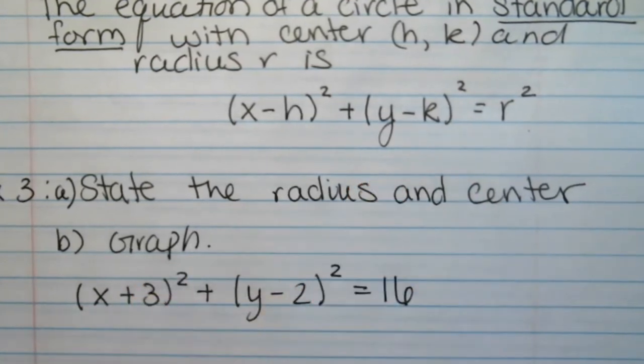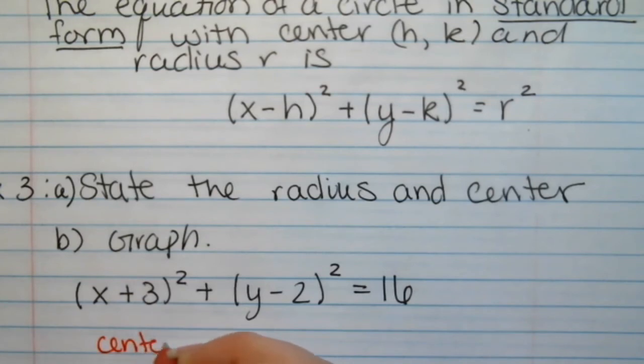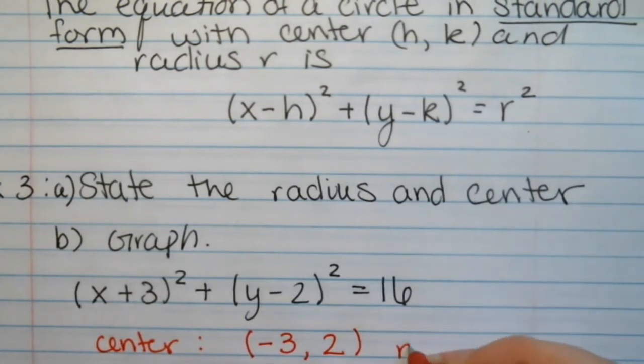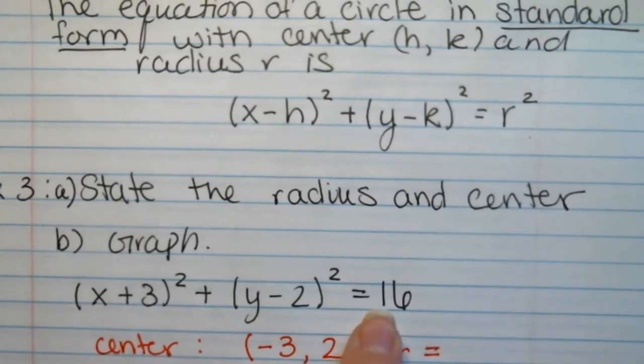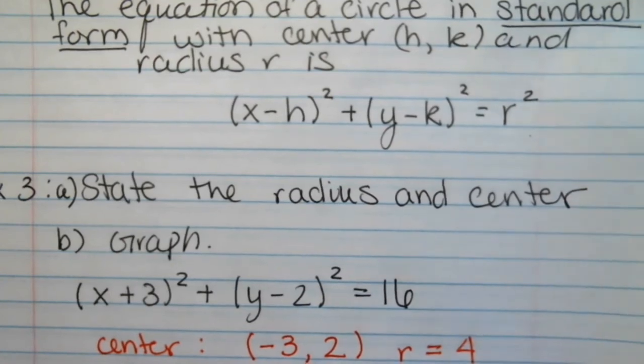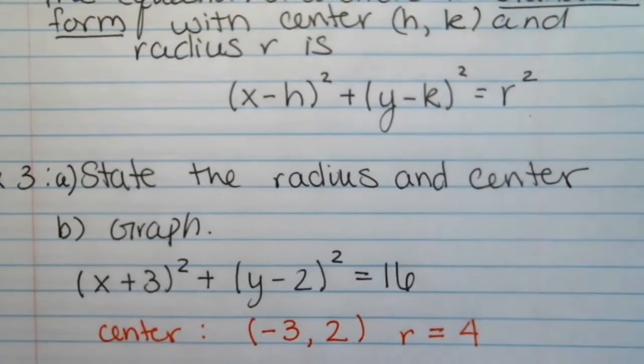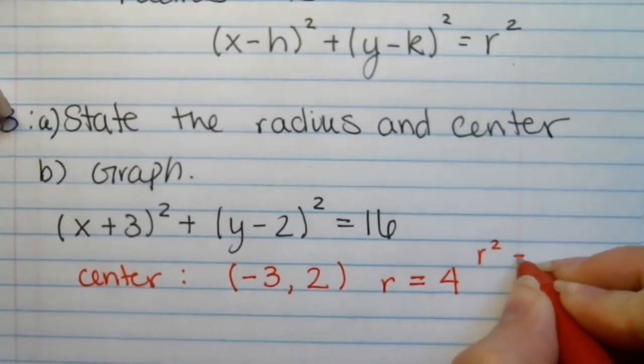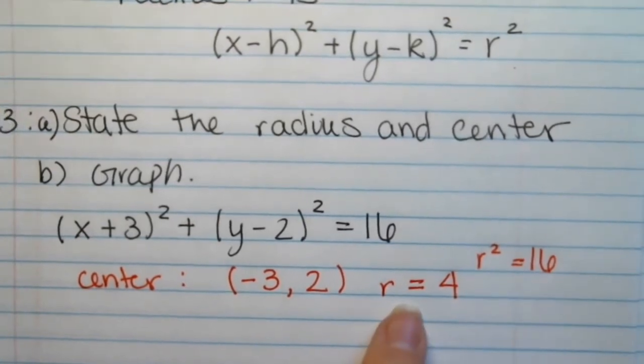So we can see that this is in standard form, which allows us to read off the center and the radius. So the center is going to be -3, 2, coming from here and here. And the radius is going to be the square root of this number, or 4. The reason we know this is because r squared equals 16, so r must be 4.